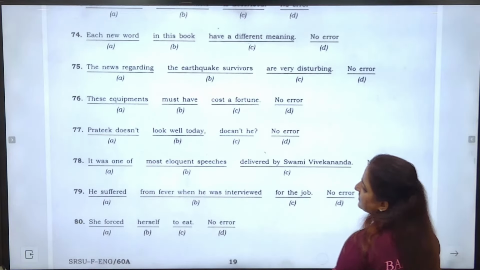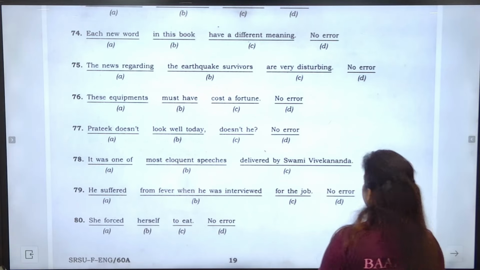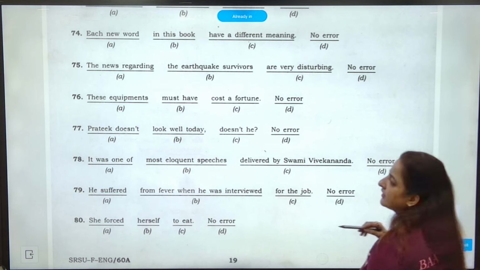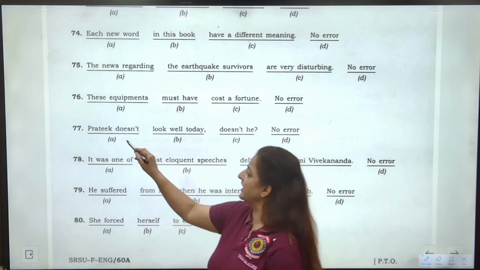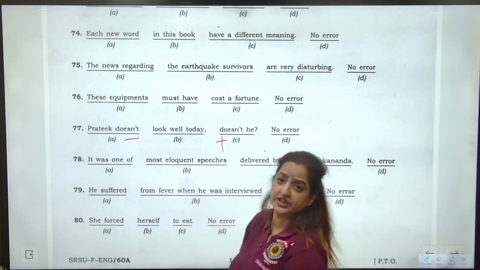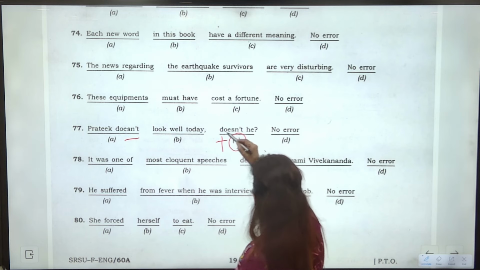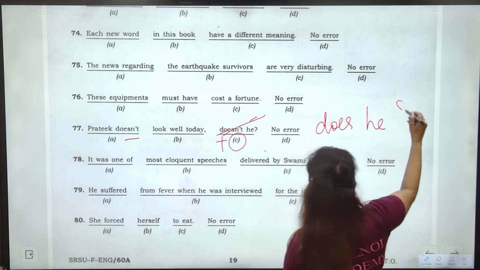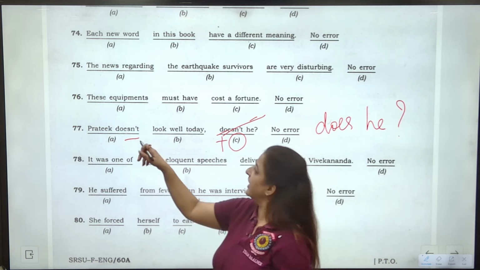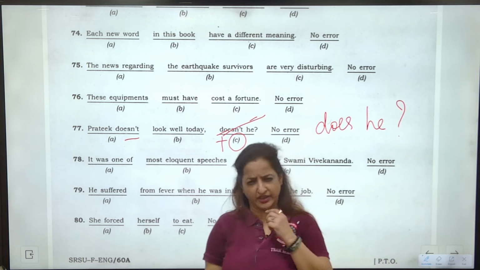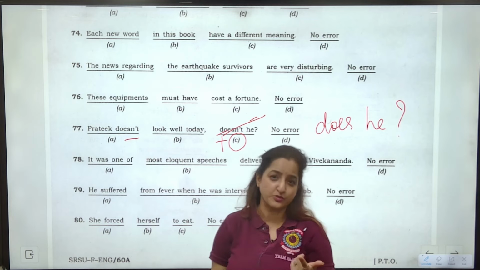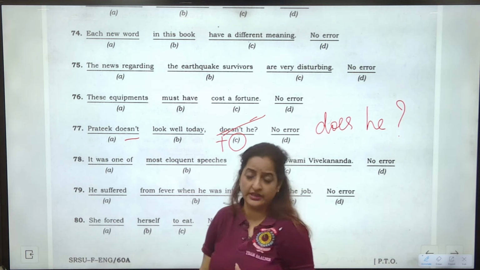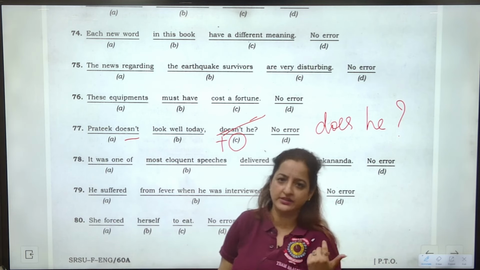Pratik doesn't look well today, doesn't he? Did you notice the error? क्वेश्चन टैग एरर है ये. क्वेश्चन टैग का एक रूल होता है, जब ये नेगेटिव है तो क्वेश्चन टैग पॉजिटिव होना चाहिए. So C part has an error, it should be does he. वो अच्छा नहीं दिख रहा आज, और देन यू से दिख रहा है क्या? You ask the reverse question, या माइनस प्लस रूल. अगर यहाँ प्लस होता तो वो क्वेश्चन टैग माइनस होता. He looks well, and then you go for minus.